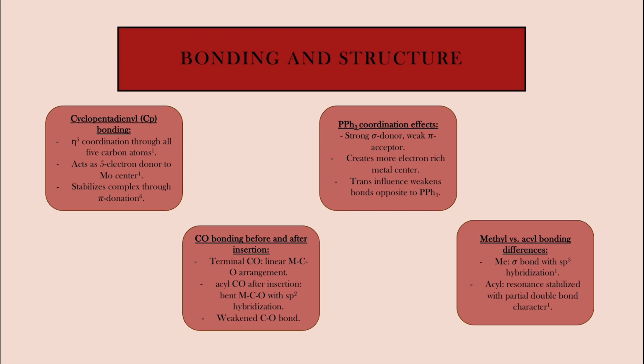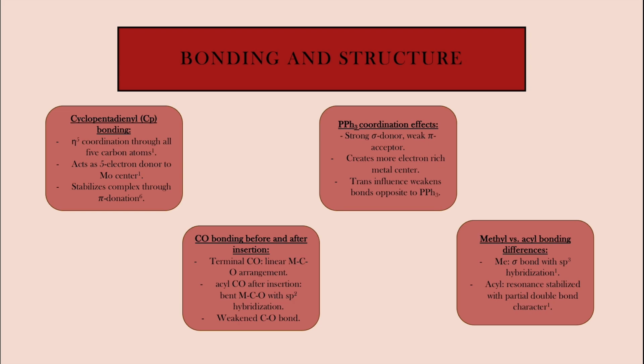The introduction of triphenylphosphine significantly impacts the electronic environment as a strong sigma donor but weak pi acceptor. PPh3 creates a more electron-rich metal center. Its trans influence weakens bonds opposite to it, facilitating subsequent transformations. Additionally, its steric bulk affects reaction kinetics by influencing the accessibility of the metal center.